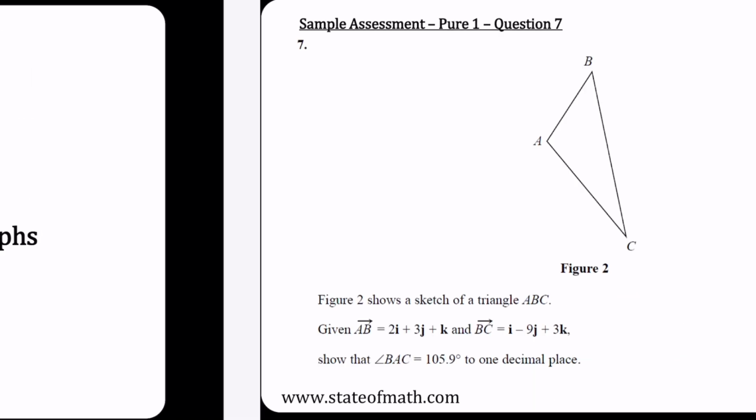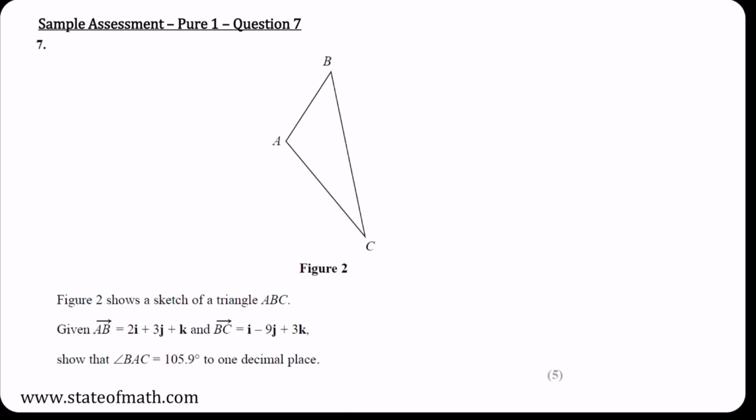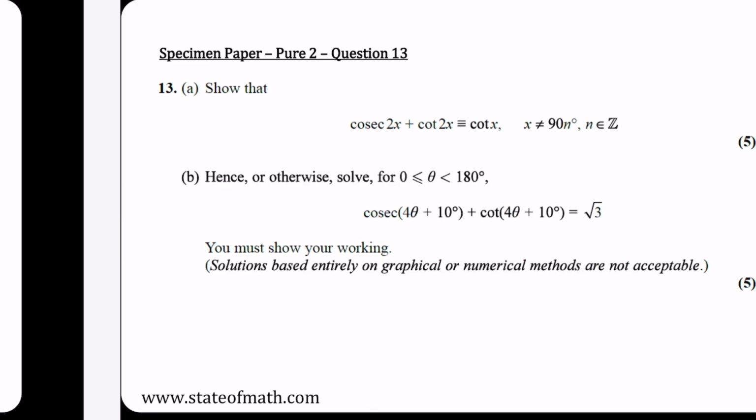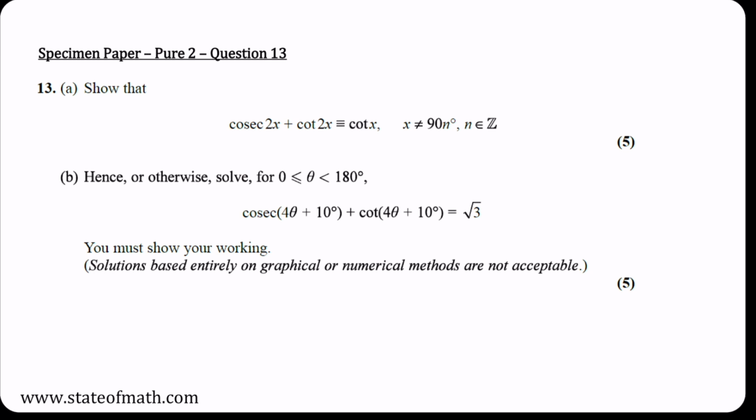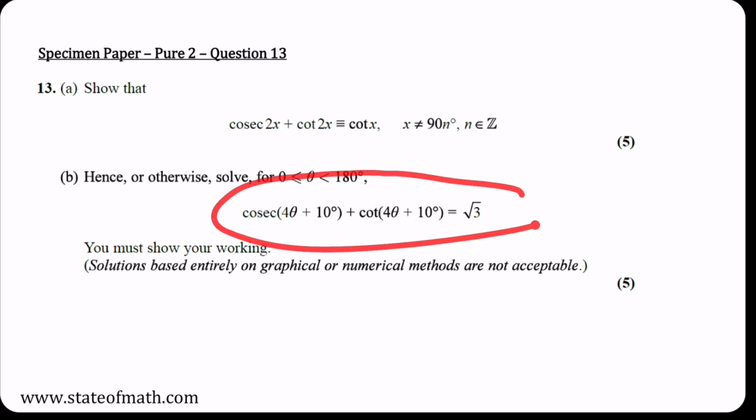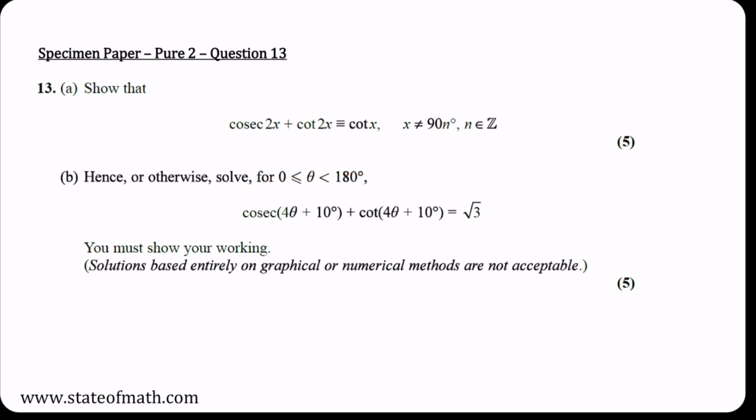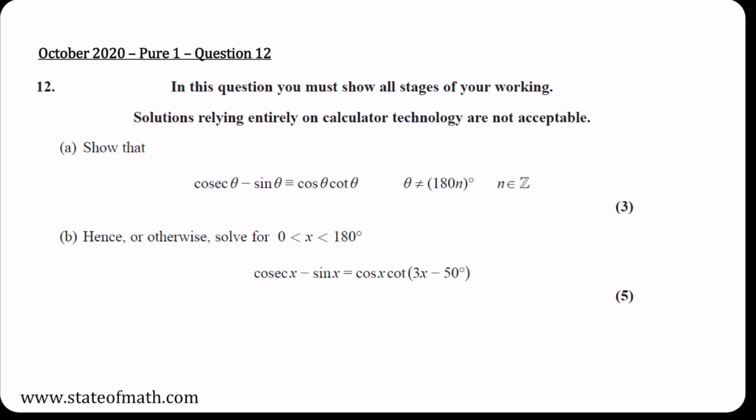So what we could get, maybe a combination with vectors. So like we did in sample assessment QR1, it's a vector question that calls for you to use the cosine rule. Or moving on to specimen paper QR2, we start by proving this identity, which involves double angles, and then using that to solve the given trigonometric equation. A very similar question appeared in October 2020 as well.